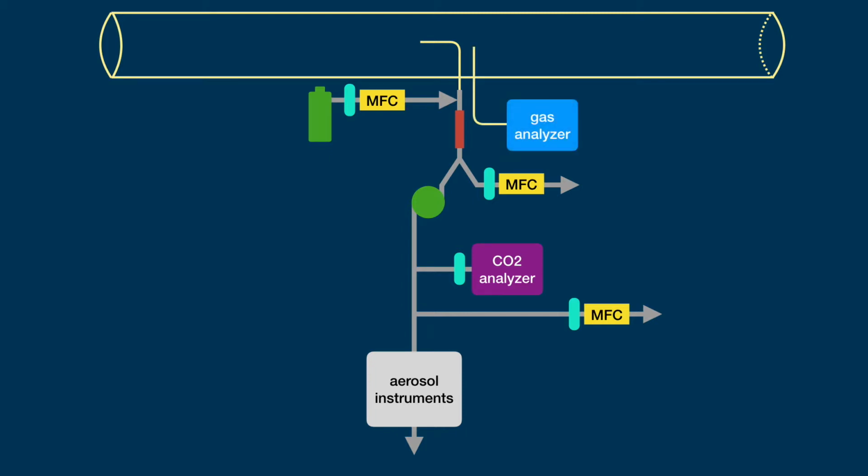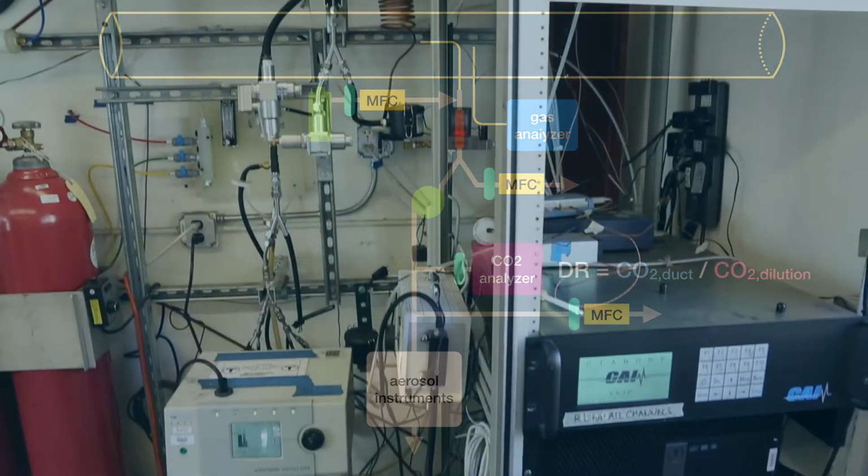The real-time dilution ratio is simply the ratio of the real-time concentration of carbon dioxide in the duct to the concentration in the secondary dilution system. We use this real-time dilution ratio to back calculate the emission concentrations in the primary dilution tunnel.